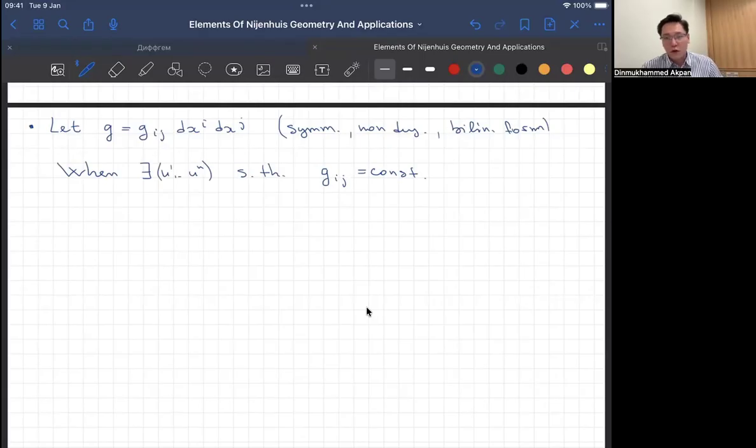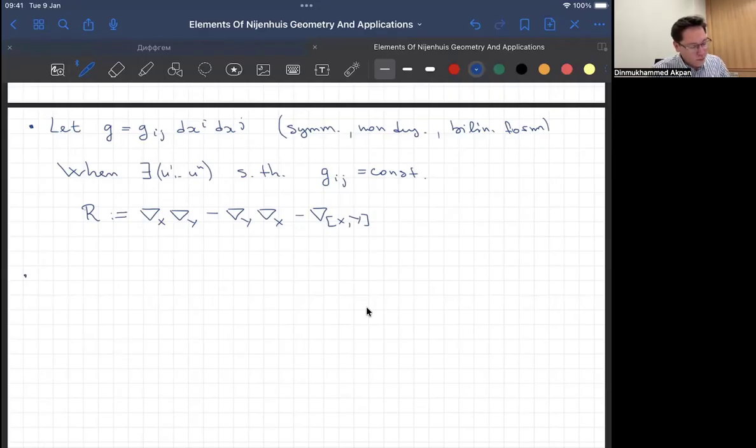the curvature is zero. The curvature tensor, let me remind you, is a tensor defined invariantly like this. The metric is called flat if we can reduce it to the constant form, if and only if the curvature tensor, the Riemann tensor, is vanishing.